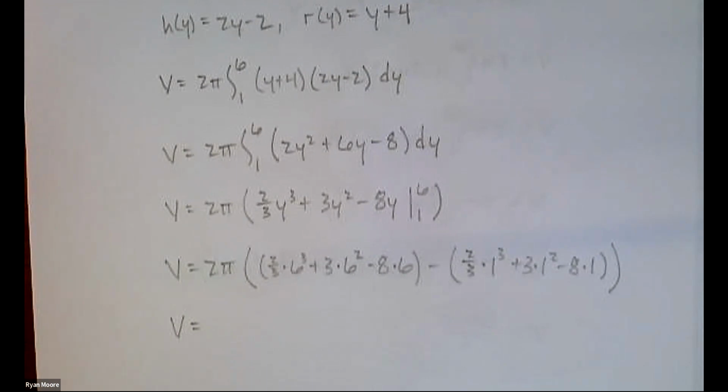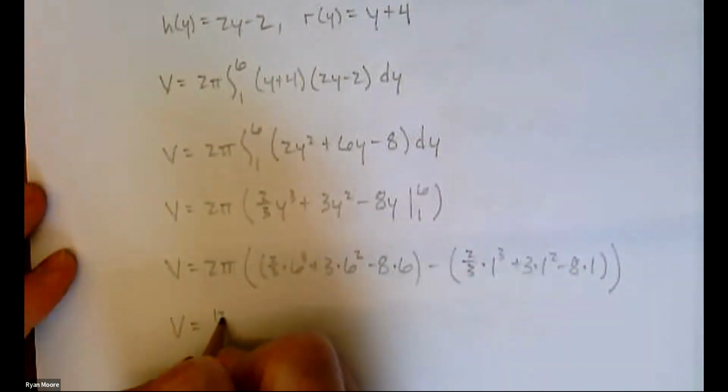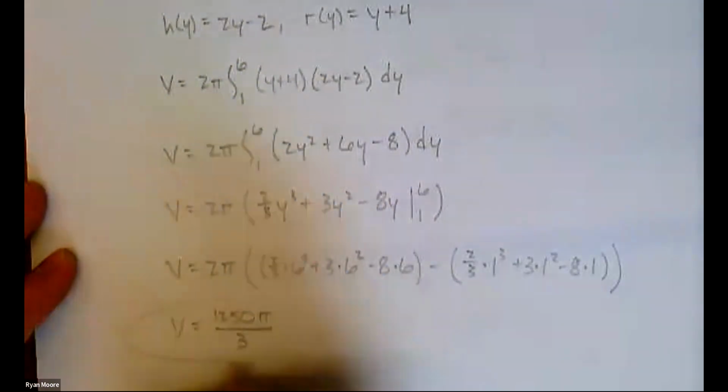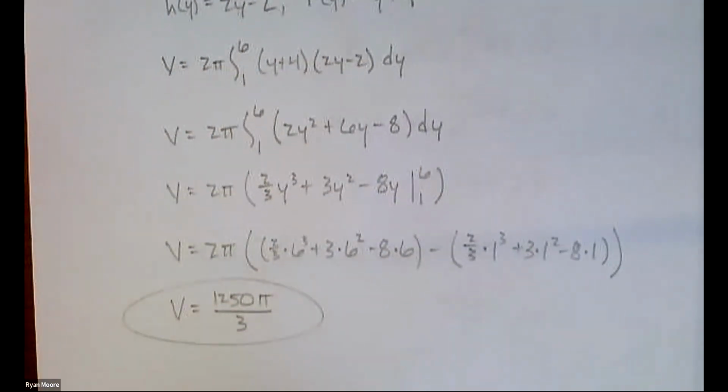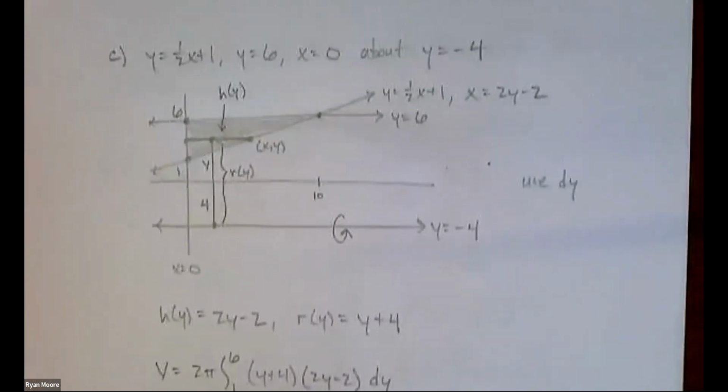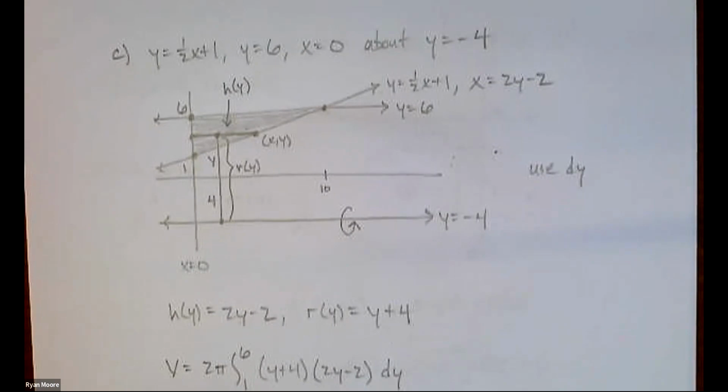Okay, looking good. I got 1250 pi over 3. A lot of over 3s in our answer. Oh, okay. There we go. Yeah, all right. Well, I think that was a good discussion.